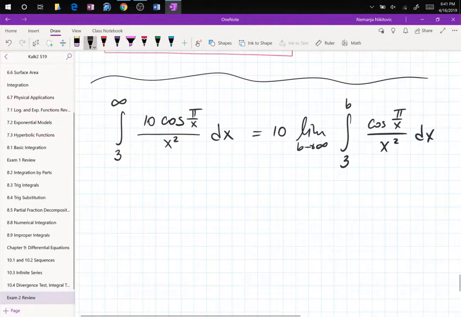U sub? Pi over x. Oh, okay. What's the u? Very good. And dx. Wow. I like that. I would not have done that either. I don't know. Well, good thing we have Wolfram Alpha to help us learn.